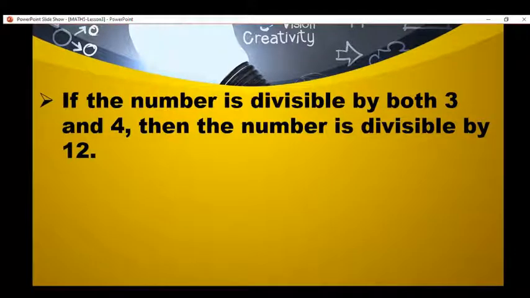Okay, so always remember too that if your number is divisible by both 3 and 4, then the number is divisible by 12. Why did it come up with 12? Because if we multiply 3 times 4, it is equal to 12. Let's try this one.